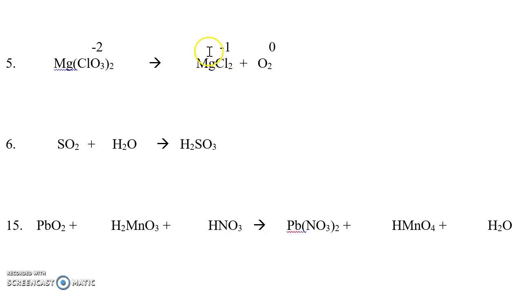Chloride is -1 here. So the only other question is, what's chlorine here? And we definitely know chlorine is going to be reduced because when chlorine is bonded to oxygen, chlorine is going to have a positive oxidation number. So right away, chlorine is going to be reduced to this -1 over here.